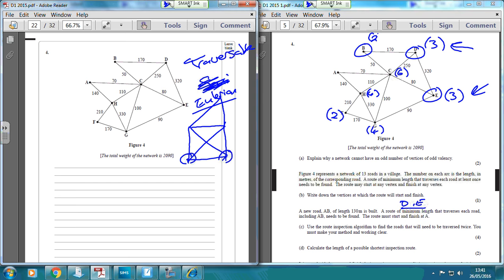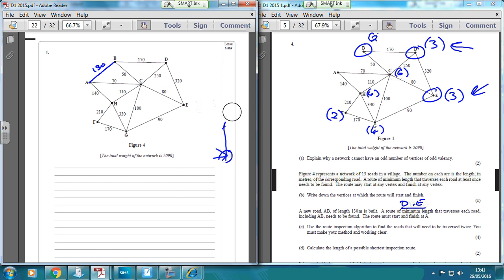Okay, next, a new road AB of length 130 meters is built. So A to B, and that's going to be 130 meters. A route of minimum length that traverses each road, including AB, needs to be found. The route must start and finish at A. So we're going to start and finish at this vertex here. Use the route inspection algorithm to find the roads that you will need to traverse twice.